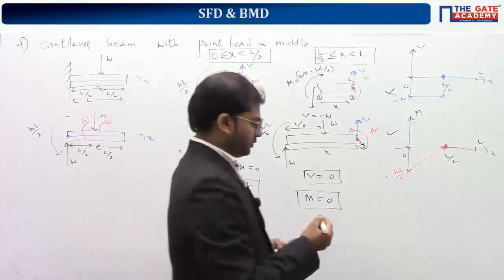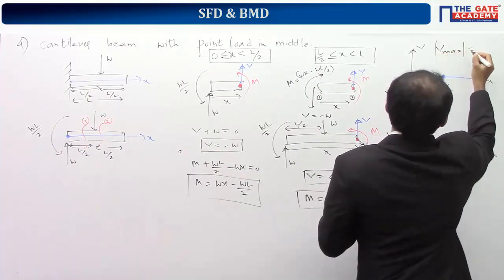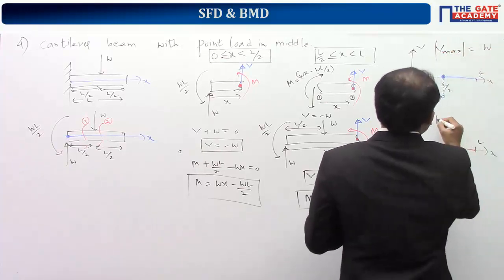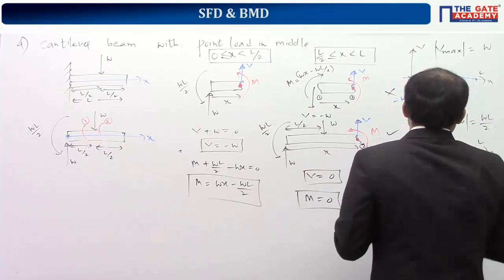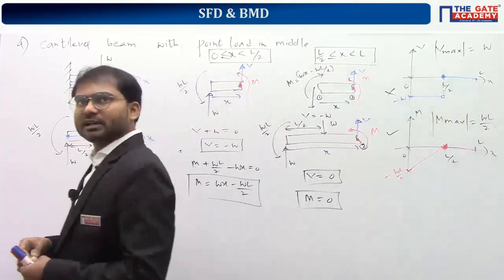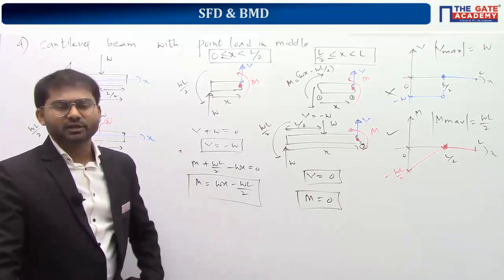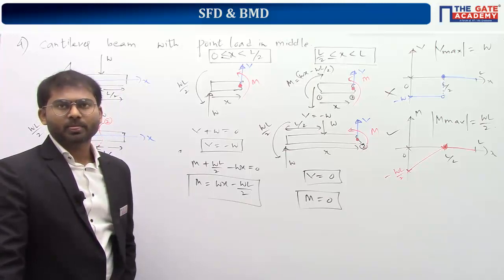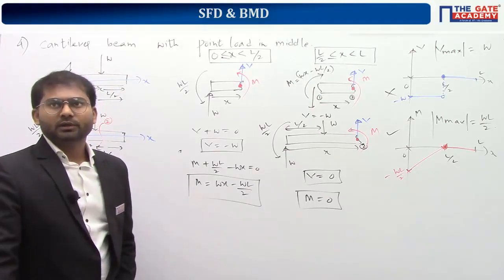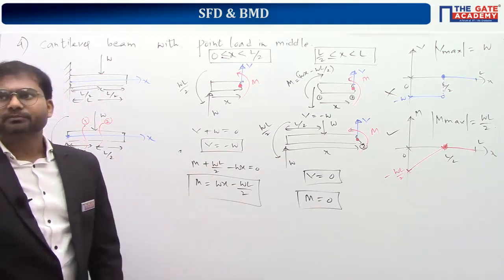If you take V max magnitude, it will be equal to W, and M max magnitude will be equal to WL by 2. Any doubt regarding plotting of the diagram? I just used the basic concept of plotting functions. Whatever the range in which it is valid, only there we should plot that particular function. Otherwise it is wrong. I hope it is clear. If any doubt is there, you can ask me.